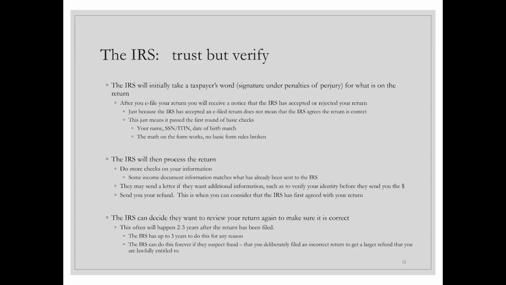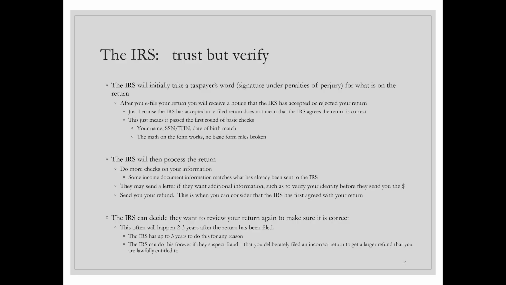In general, the IRS is going to have a process of trust but verify. So when you file your return, they're going to initially take your word, right? When you file, you're signing under penalties of perjury that the return is true, correct, and complete. After you file, you're going to get a notice that the IRS accepts or rejects the return. That doesn't mean that they agree with it, though. That just basically means it passed the first round of checks, right?